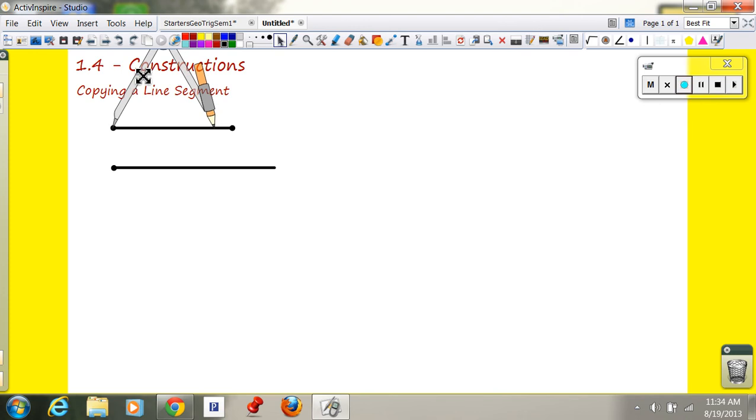You're going to open up your compass so that it is measured exactly the width of your first segment. It would actually be a good idea to draw an arc through here to make sure you have the right length. So if I draw an arc through there, I know that it's the right length. Then I'm going to leave that same width and go down to this line segment. Use that same width and make an arc down here.